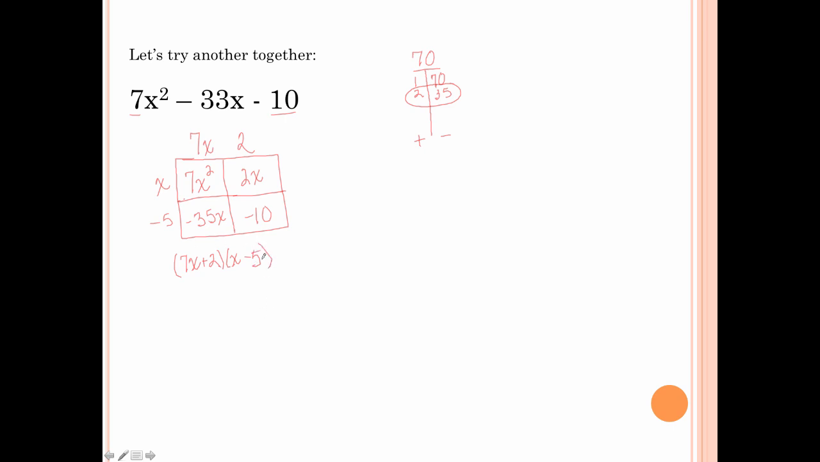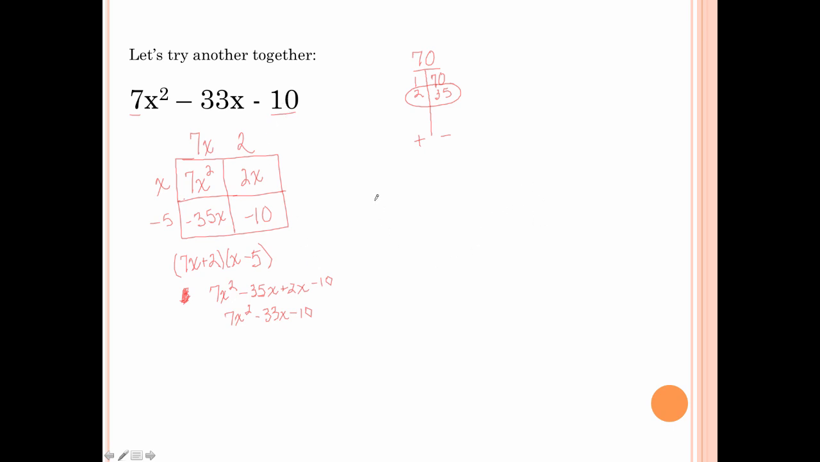And again, I can FOIL to make sure that I have the right terms. My outside minus 35x, my inside plus 2x, and last minus 10. That got me back to my 7x squared minus 33x minus 10. So that is where I wanted to be.